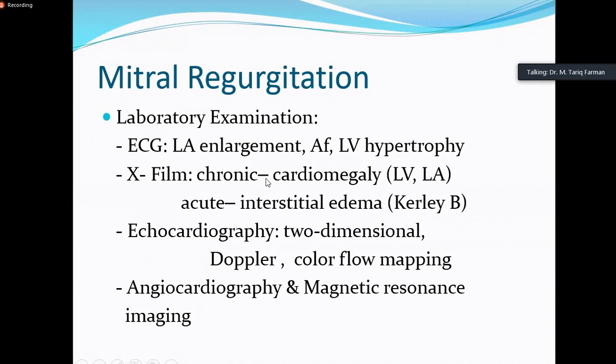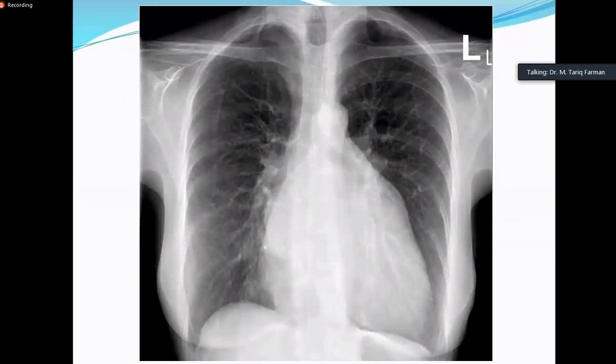Similarly, on X-ray, mitralization, and again along with the mitralization, signs of left ventricular enlargement also there. Echocardiography, again, this is the diagnostic, and you can confirm the diagnosis of mitral regurgitation on echocardiography. So you can see this is the X-ray of advanced stage of mitral regurgitation, and you can see this left atrial enlargement and left ventricular enlargement.